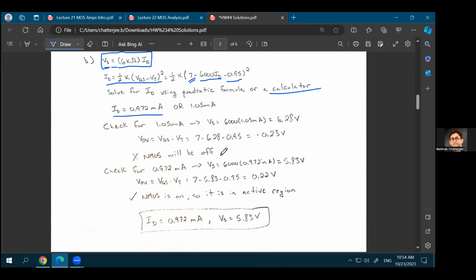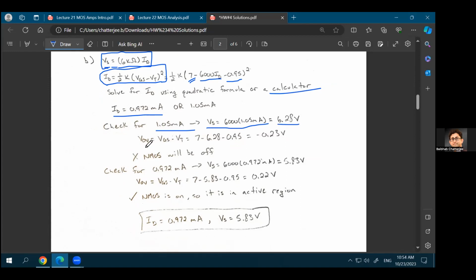Now, out of these two, you'll see that one of them will satisfy the active condition for the MOSFET. So this equation will be true for one of those values, and for the other value, the equation will not be true. In fact, in this case, what will happen is that if your ID is equal to 1.05 milliampere, your VS will be 6000 times 1.05 milliampere, so that will be 6.28 volts.